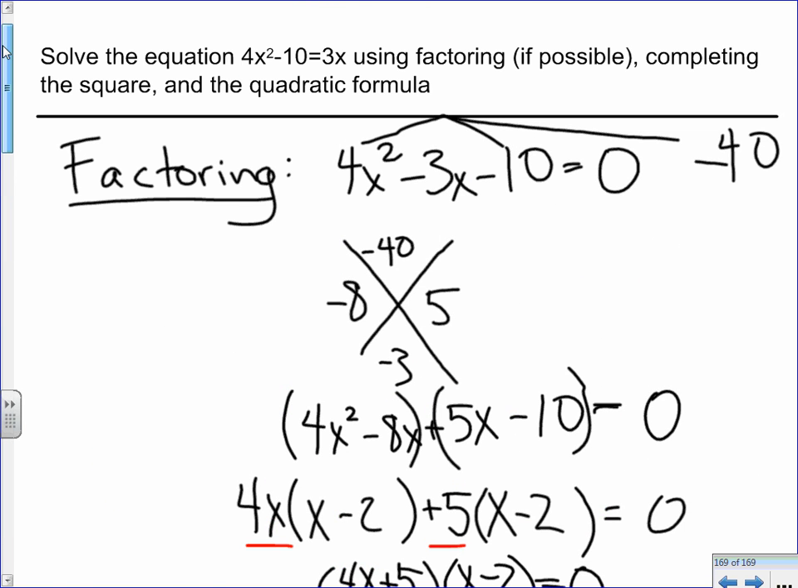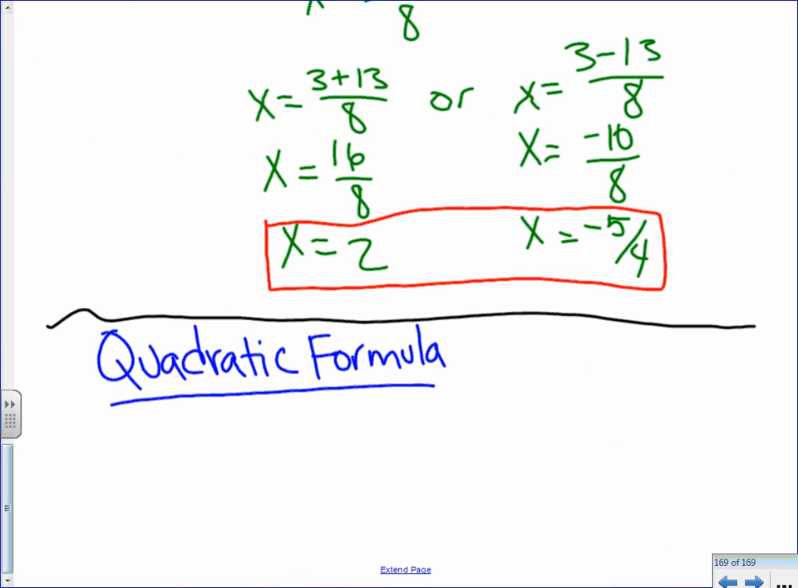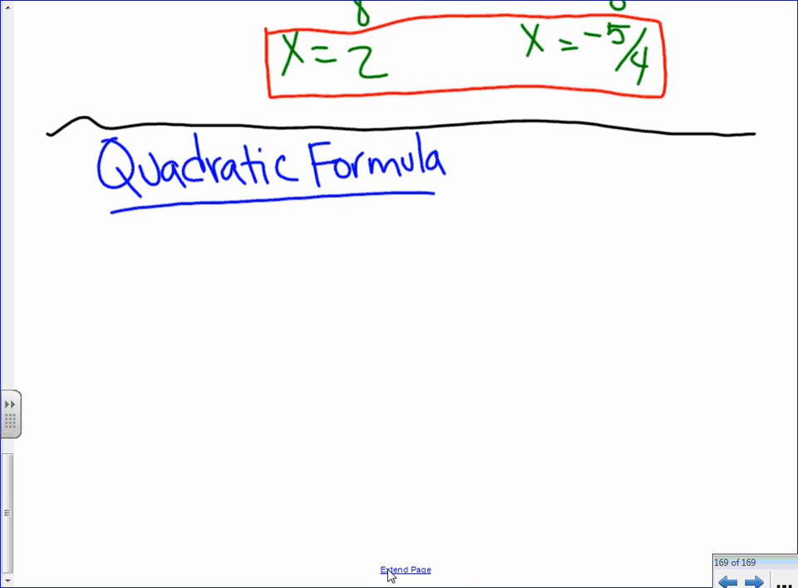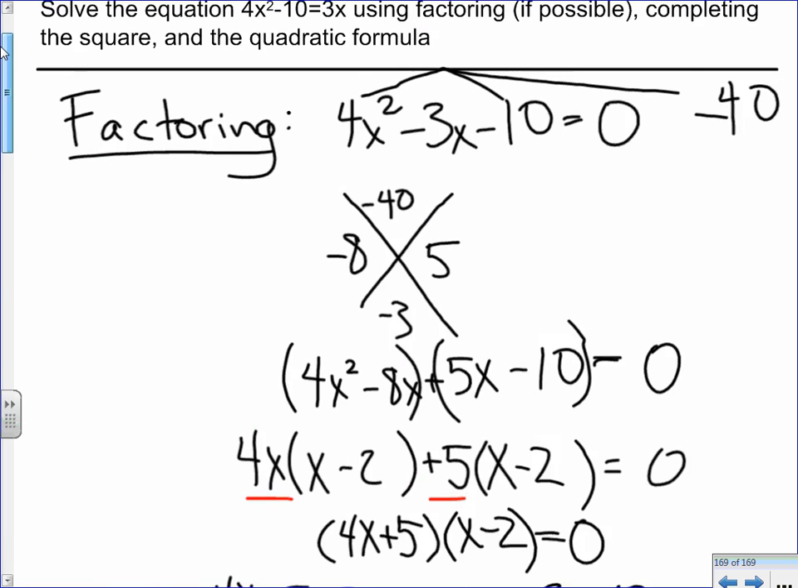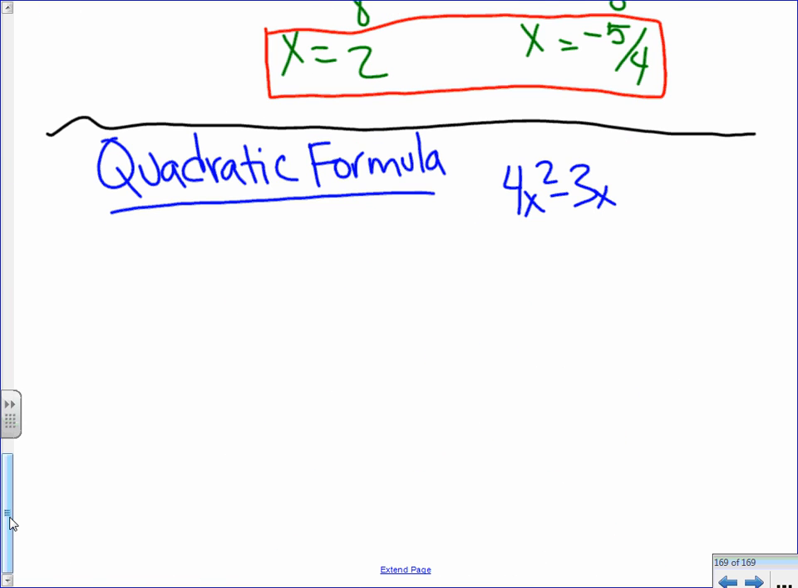So we got 4x squared minus 3x minus 10 equals 0. All right, let's write that down here. So I've got 4x squared minus 3, now I'm already forgetting it. Is it minus 3x? Yep, minus 3x minus 10 equals 0.